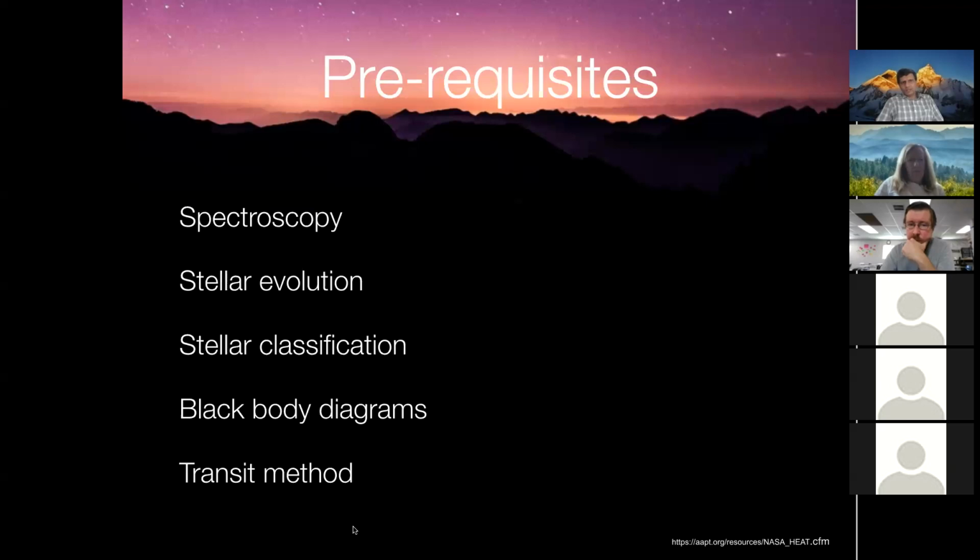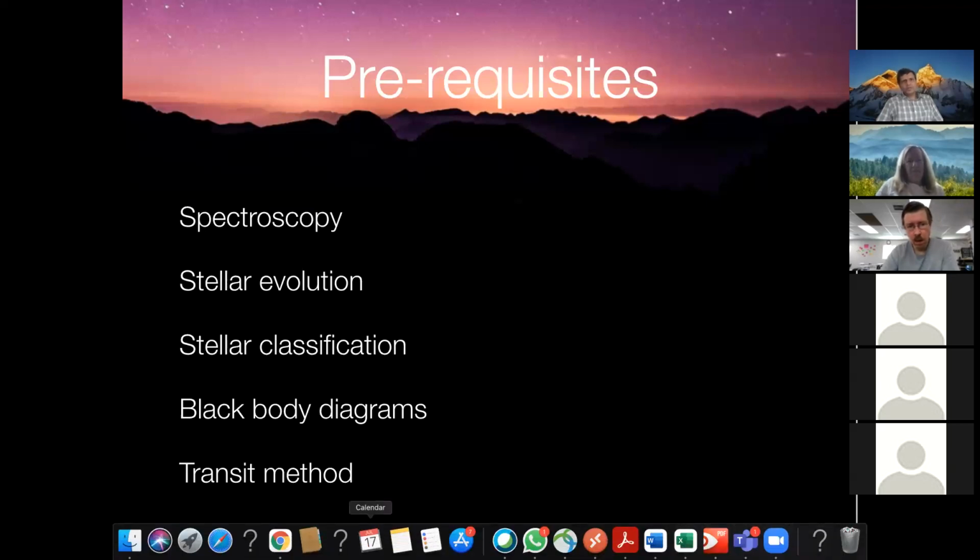Finally, our students need to be familiar with a couple, or at least one method for determining the presence of extrasolar planets or exoplanets. I talked to them, as I mentioned in the introduction, about this idea that we can't see these planets directly almost ever. There are very, very few examples of direct imaging of planets around other stars, but they're just so far away. They're so tiny compared to their stars, and they're so incredibly dim that we have to use indirect methods.